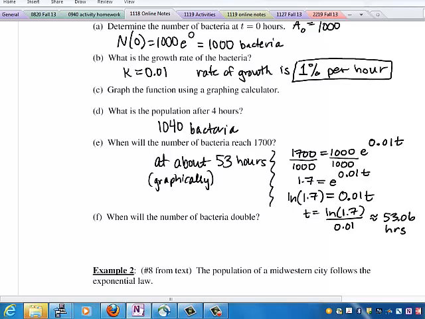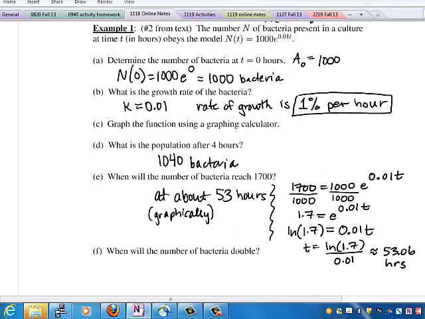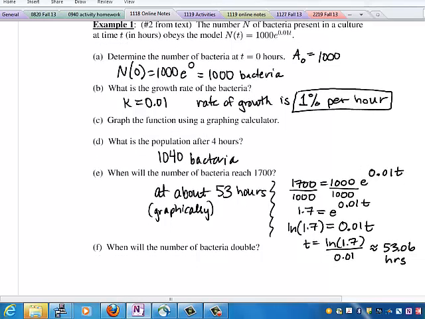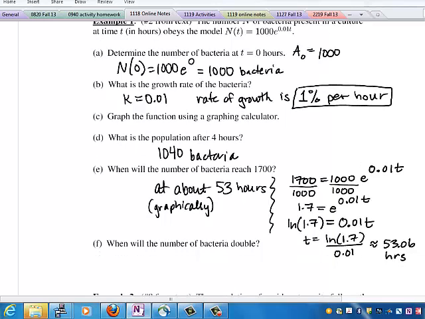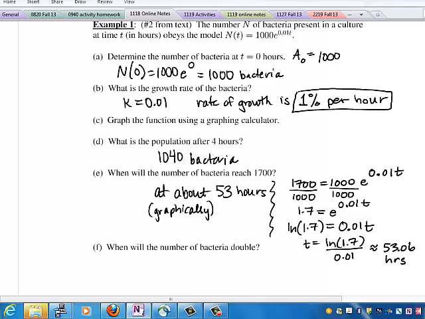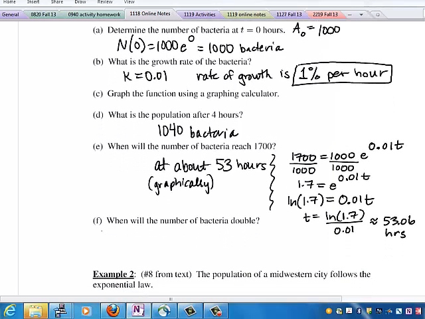Then the last question here, when will the number of bacteria double? That's giving us something about the number, so we want to fill in for our output probably 2000. The initial value was 1000. So we could do this by hand and say 2000 equals 1000 e to the 0.01 times t. Divide both sides by 1000 and then we'll have 2 equals e to the 0.01 times t.